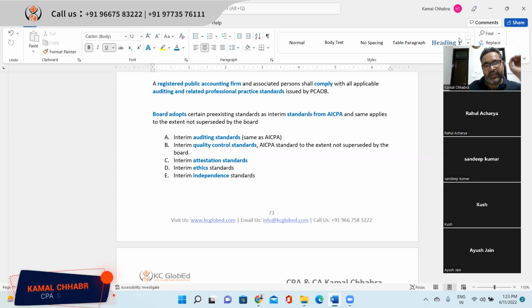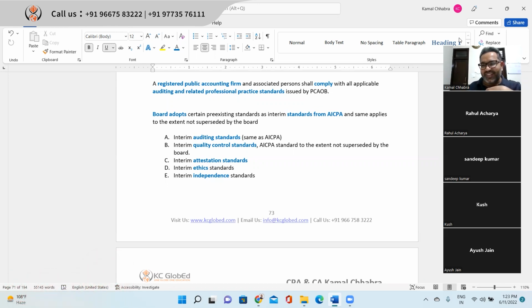So here, the AICPA has issued certain standards for the interim audit also, right? Certain standards for the limited review also. So the Board here, like PCAOB, what is the Board here? Board of directors? No, sir, no. PCAOB. What is the Board? PCAOB, right? PCAOB has adopted those standards of the AICPA until to an extent they are superseded by the PCAOB rules.